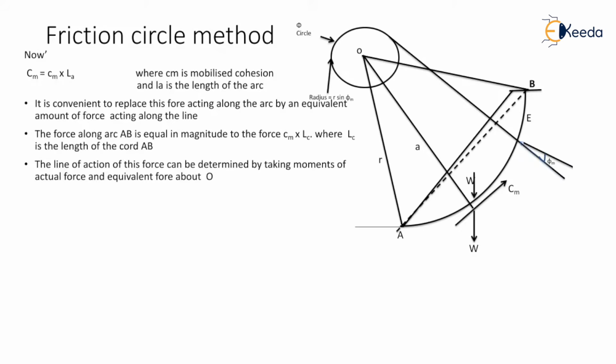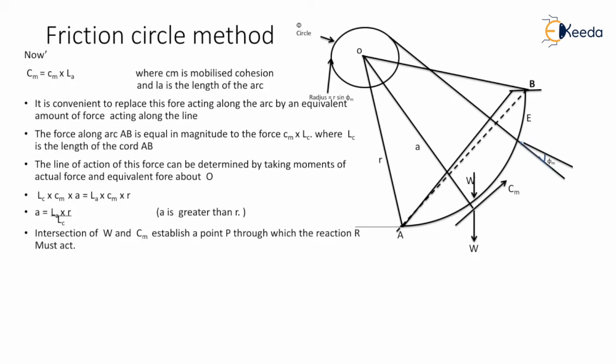The line of action of this force can be determined by taking moments of actual force and equivalent force about O, means force along AEB and force along AB. So Lc into cm into a is equal to La into cm into r, where Lc into cm into a is moment about chord and La into cm into r is moment about arc. Obviously value of r is less than value of a. So value of a is obtained by La into r divided by Lc.